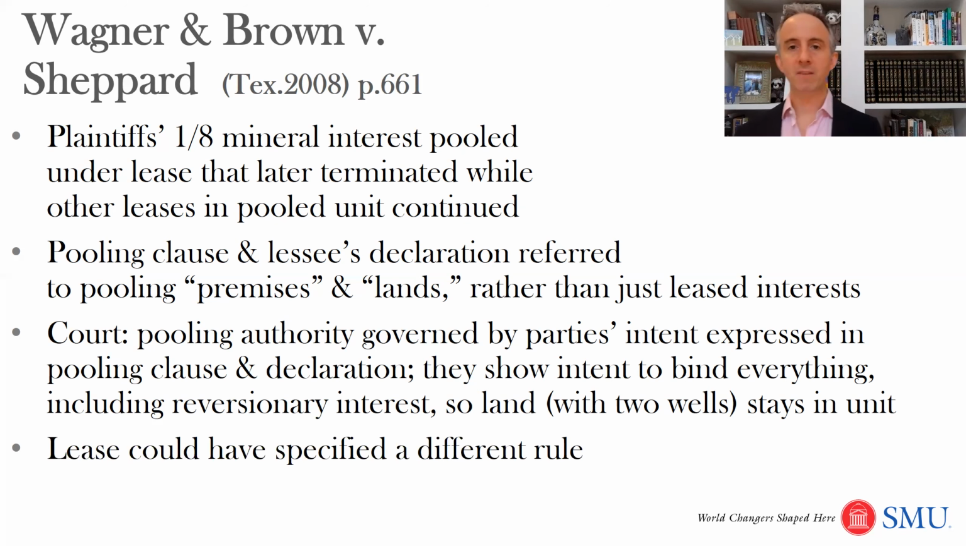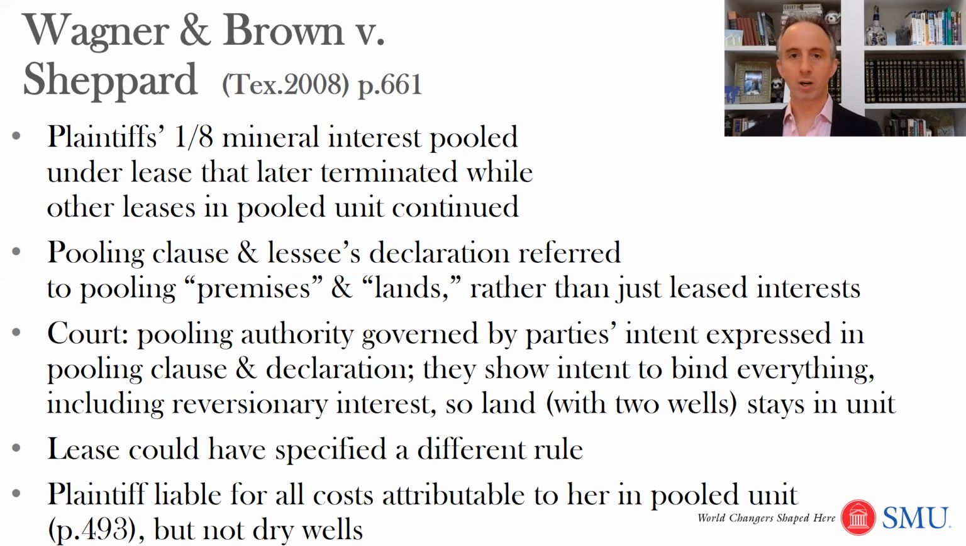The lease could have specified a different rule. It could have said that the oil and gas company lessee only had the power to pool the leasehold interest, but instead it gave power to pool the premises and lands. As a result, the plaintiff is now unleased, so they are going to get what an unleased co-tenant gets in this pooled unit. You take the pooled unit and ask what their share is. They would like to claim all of it because the wells are actually on their land, but they're part of the pooled unit, so they only get their share.